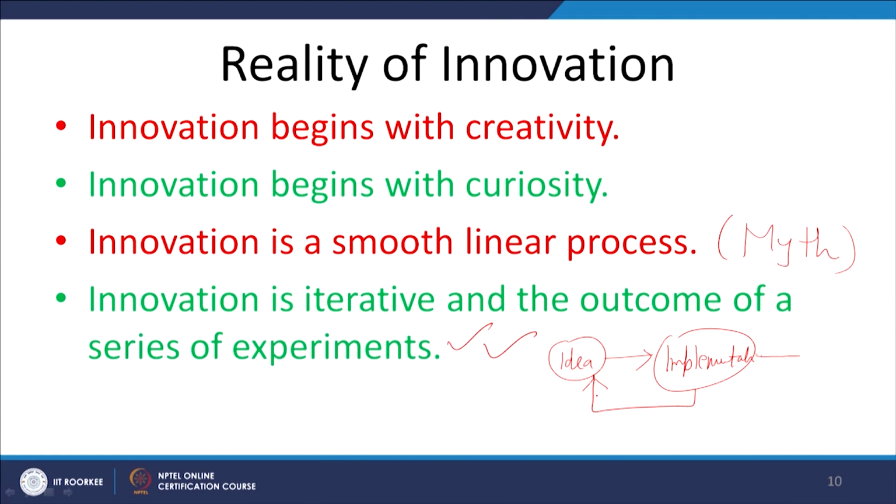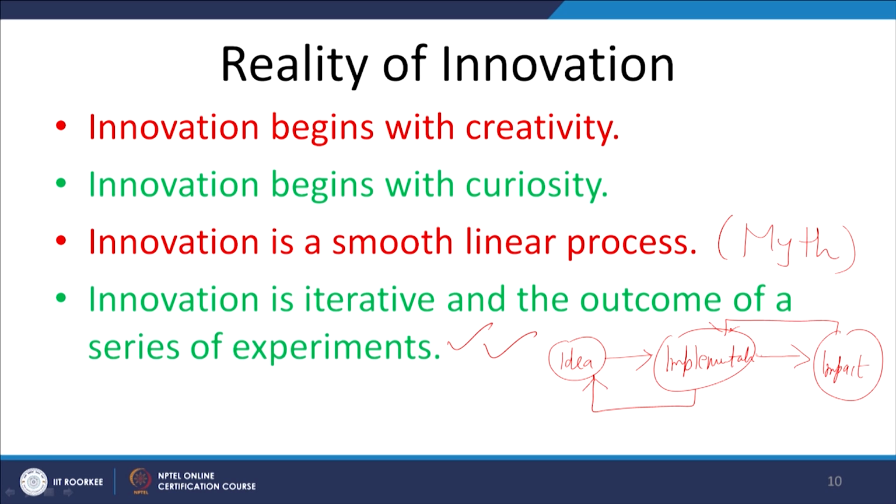Then once you are able to execute correctly and you are now commercializing, taking this product to market, and you are looking for some kind of impact, you will see that the impact is not as per your expectations. The market is not responding as you expected, and therefore, you may again come back to the implementation stage, or even come to the idea stage also. It is a very iterative process. You need to come back, do other experiments, slightly change your idea, and then again experiment, again go to market. All these things you need to do regularly. Therefore, it is not a smooth linear process.